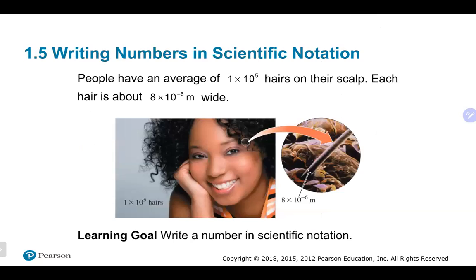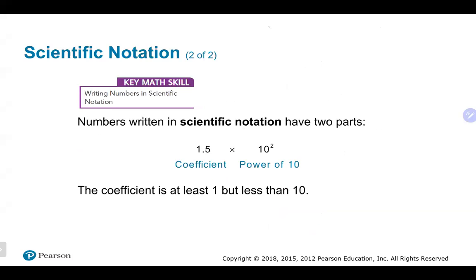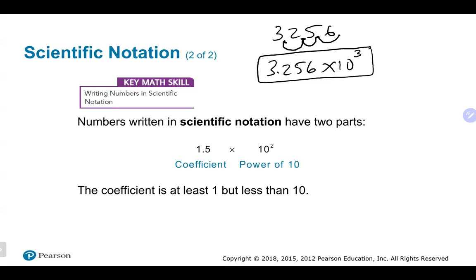For example, if I had 3256 and wanted to make this into scientific notation, we would assume the decimal point is at the end, and we would go one place. That gives me 325.6, which is not between 1 and 10. I go one more place, that is 32.56, which is not between 1 and 10. I go one more place, that is 3.256, a number between 1 and 10. This would be 3.256 times 10 to the third. I moved it 1, 2, 3 places. It would be a positive exponent because it's a large number. So large numbers have positive exponents.